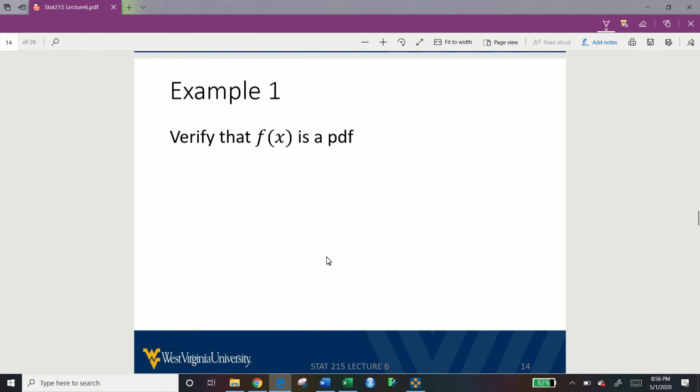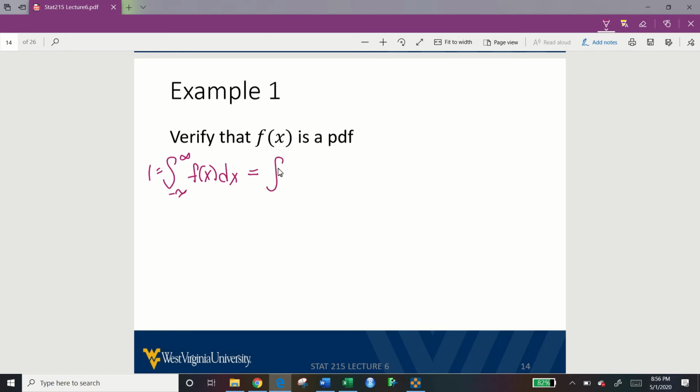Now let's do some calculations. We want to first verify that f of x is a PDF. One thing we can note is that f of x must be greater than or equal to 0 for all x, since our PDF has an x squared term. This brings us to our next part. We need to verify that the integral of f of x dx from -infinity to infinity equals 1. Let's check that out now.